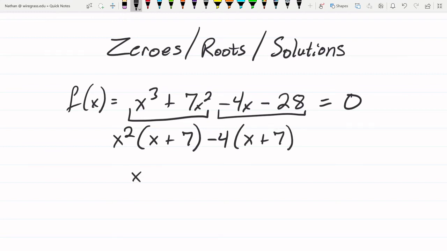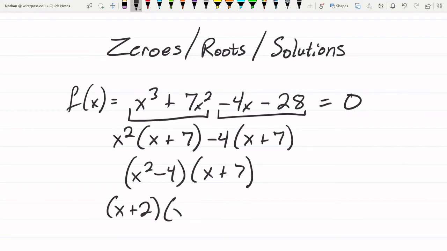And then I can factor out the x plus 7 from both terms. That gives me x squared minus 4 times x plus 7. And x squared minus 4 is a difference of two squares. The first thing is x, the second thing is 2. So we have x plus 2 and x minus 2, and then x plus 7. Of course, these are all equal to 0.